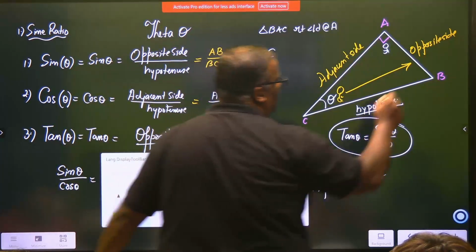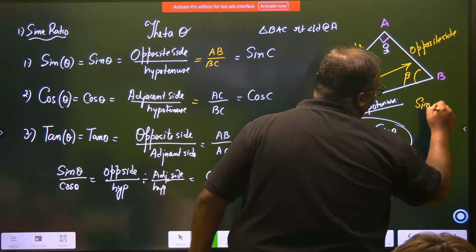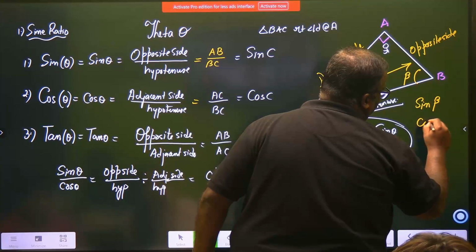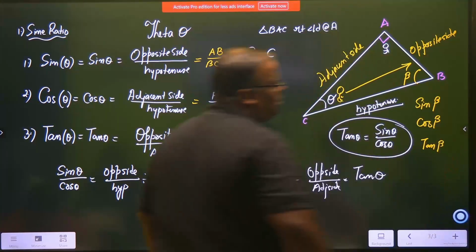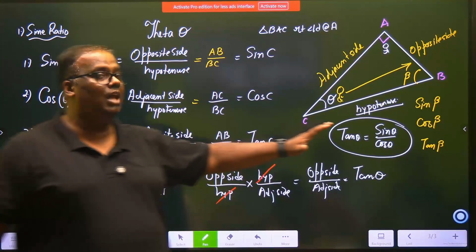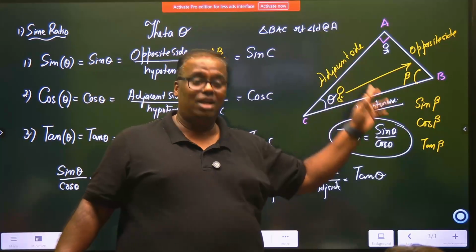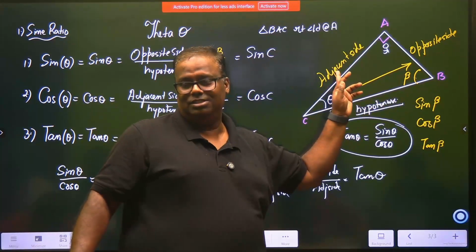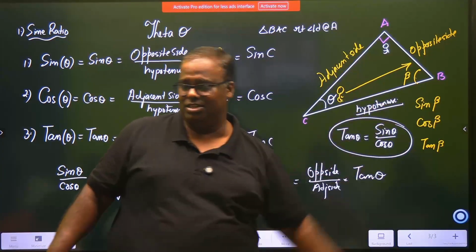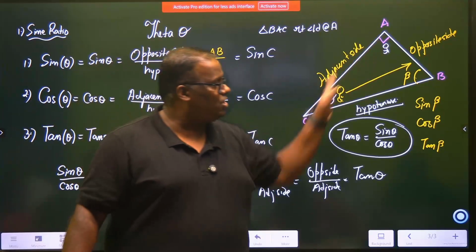Can you all do this? Let this angle be angle beta. Try to write sine beta, cos beta, and tan beta, all of you in your book. Sine beta, cos beta, tan beta, and I'll get to understand whether you have understood or not. Sine beta will be opposite by hypotenuse. Opposite for beta, which will be adjacent by this.